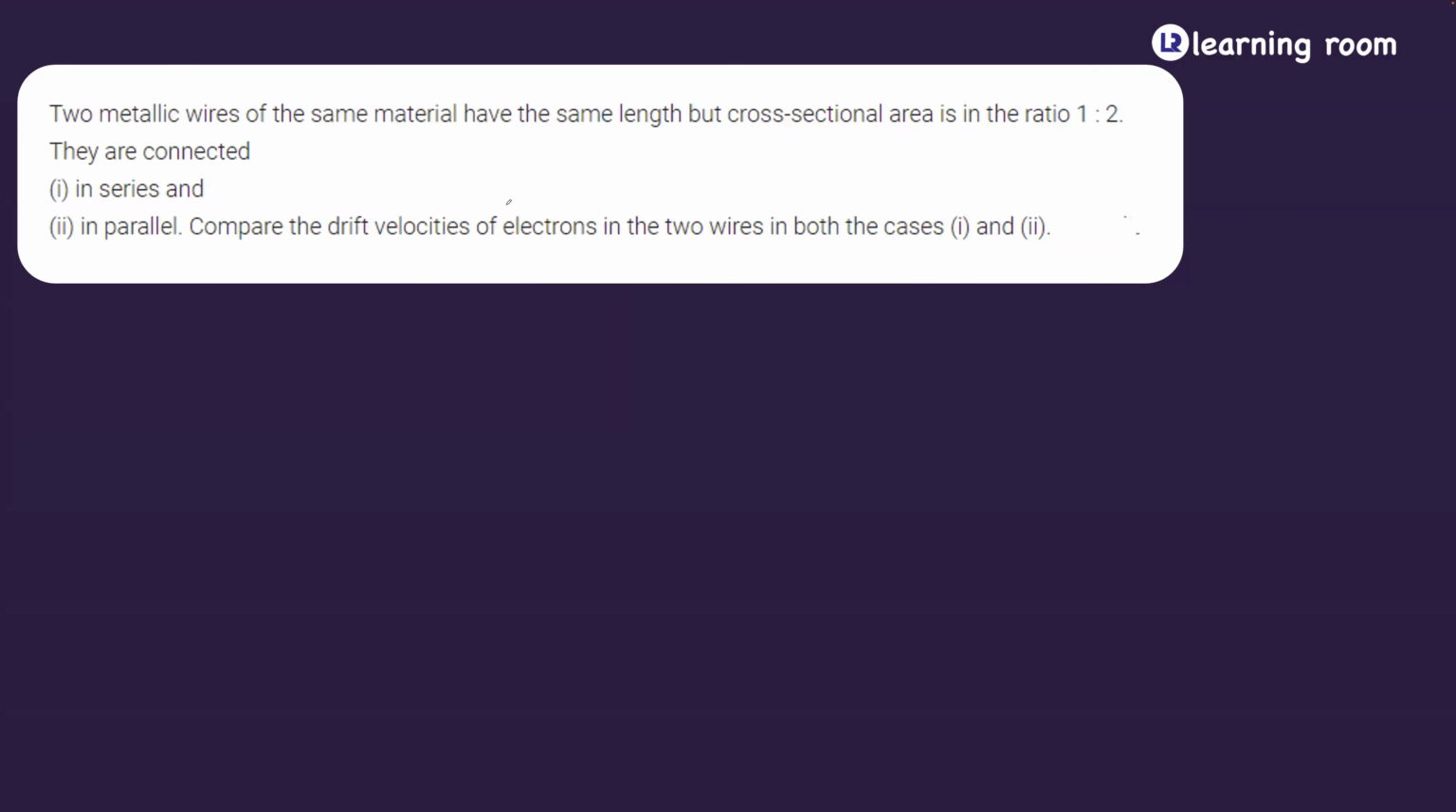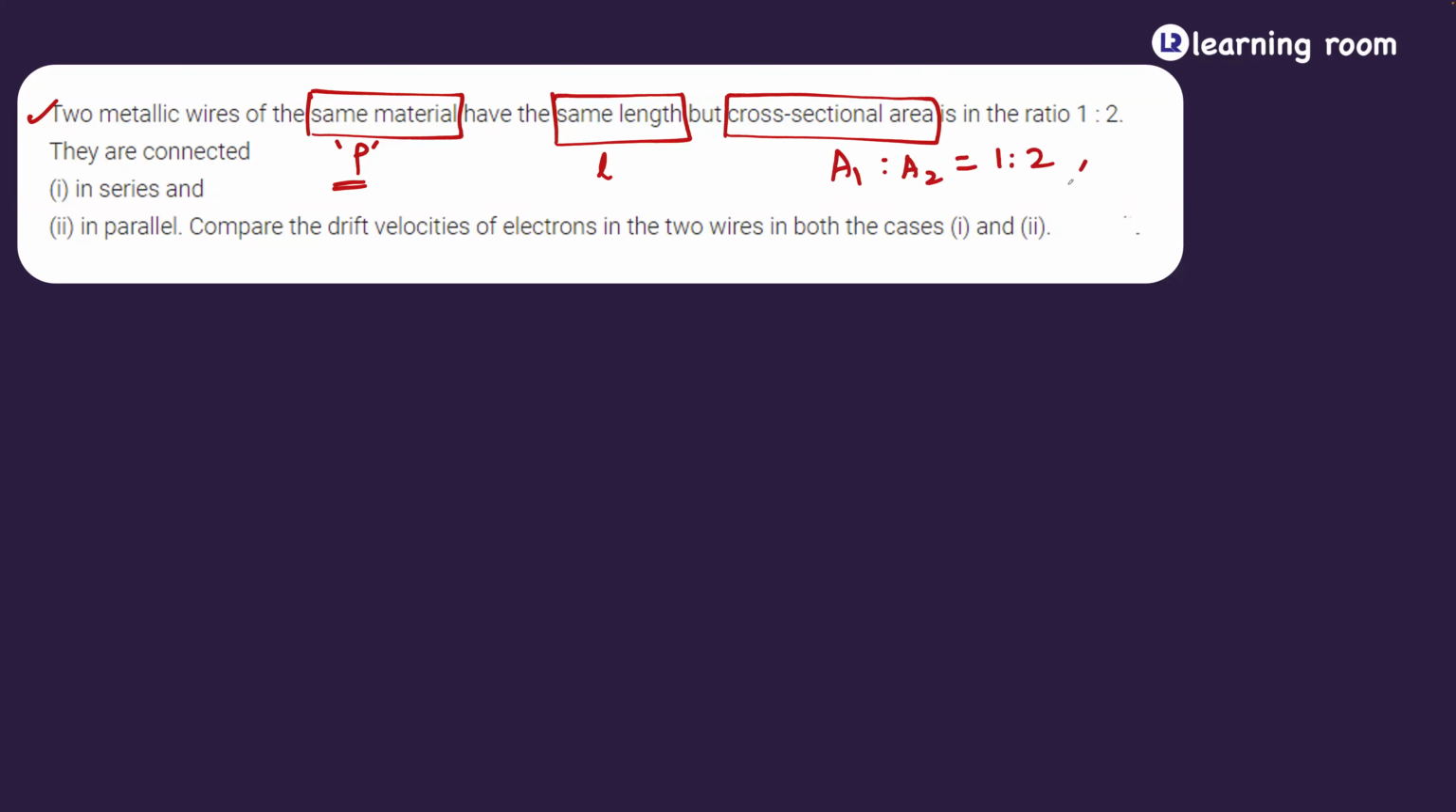Okay. Next. So this is another question. Two metallic wires of same material. So when I say same material, what comes to your mind? When I say same material, resistivity is same. Have the same length. So the length is same, but cross-sectional areas are in the ratio 1:2. So A1 is to A2 is equal to 1:2.